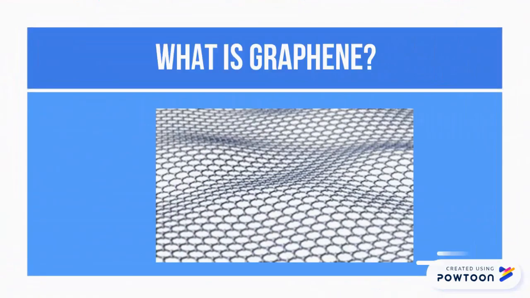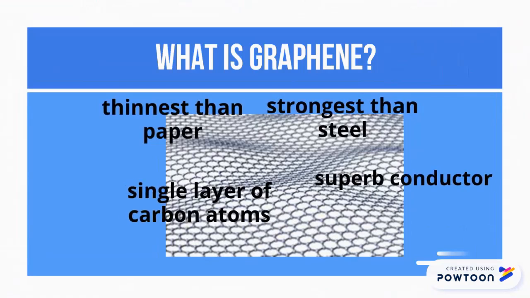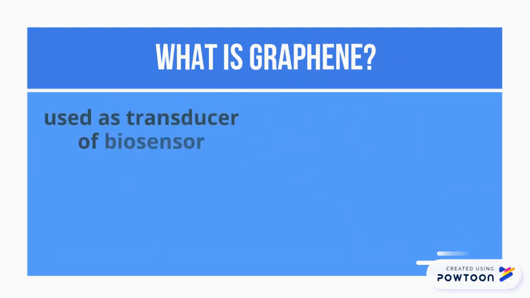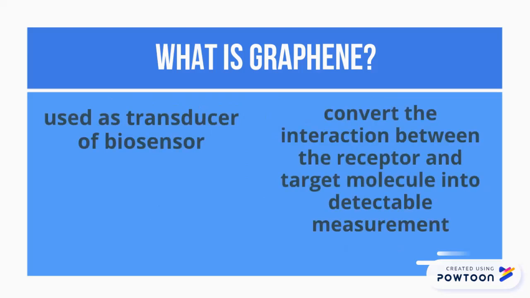What is graphene? Graphene is thinner than paper but stronger than steel, a nanomaterial with a single layer of carbon atoms, and it is a superb conductor. Graphene is used as a transducer of biosensor. It converts the interaction between the receptor and target molecule into a detectable measurement.